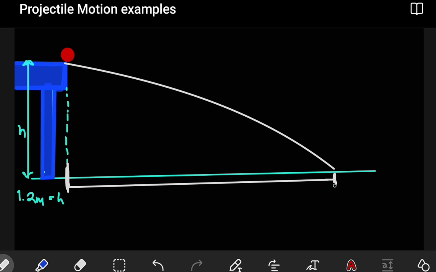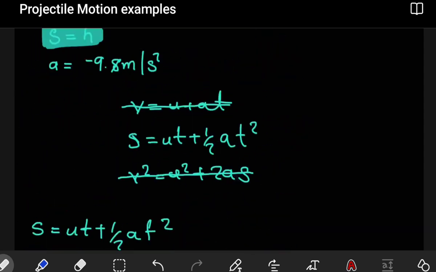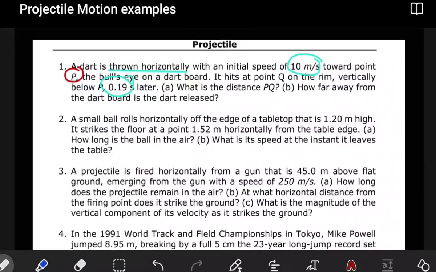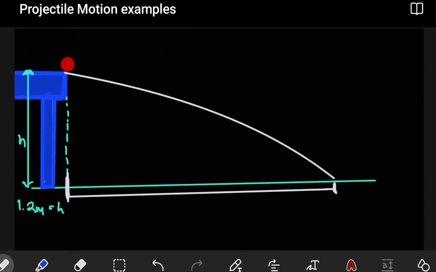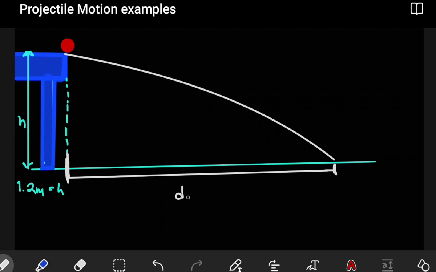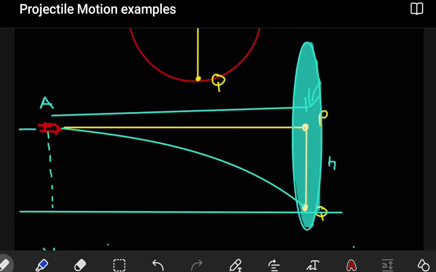So this horizontal distance, according to the question, is 1.52 meters. So the horizontal distance d is 1.52 meters. They've given us the vertical distance and also the horizontal distance. What else have they given us and what are we looking for?